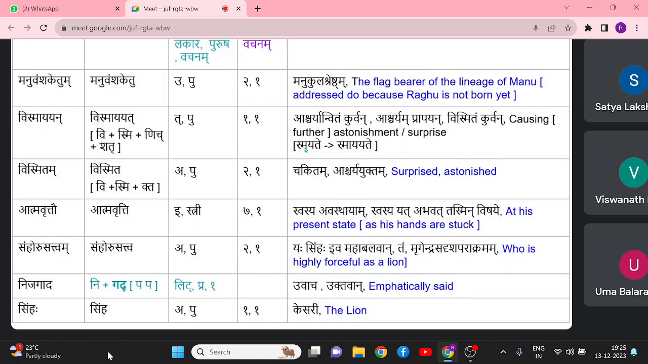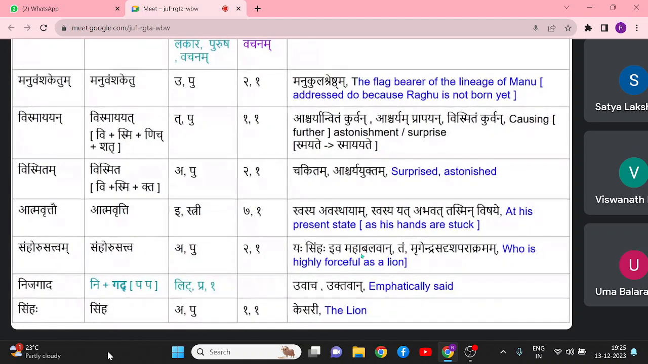Smayate, Smayayate. So this is the thing. Smayate, Smidatu, Smayate, Smayayate would be Nijanta. Next, Vismitam, this is the same Smidatu, Kta. And it is the proper Kartari Prayoga, Pratama Vibhakti. Chakitam, Ascharya Yuktam, surprised or astonished. Atma Vrittau, Swasya Avasthayam, Swasya Yat Abhavat Tasmin Vishaye. He is surprised at his present state, right? His hands are stuck. So one who is surprised at his present state, that is Dilipa.